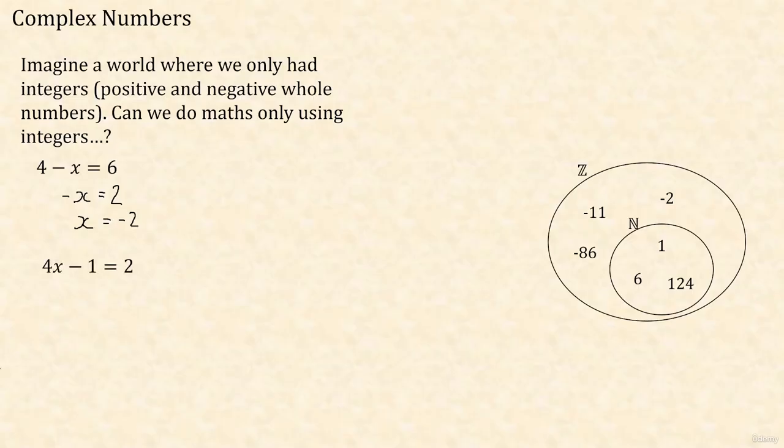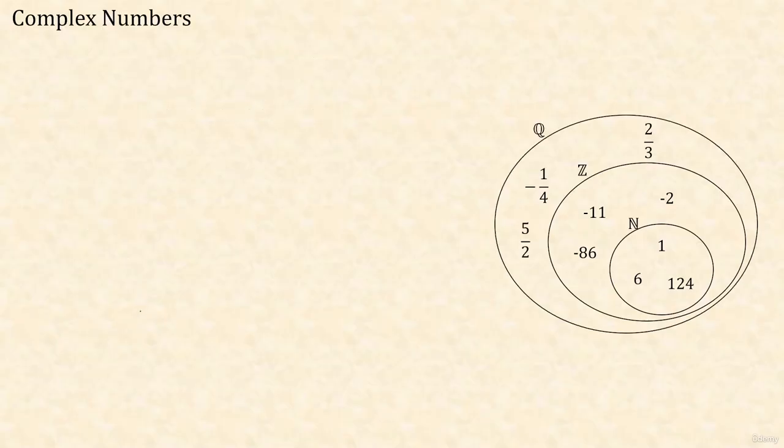What about this equation? Well, if I add 1 to both sides, I get 4x equals 3. And now I've got no way of solving this without using a number outside of my current world. What sort of numbers do I need? I need fractions, right? The answer to this is x equals 3/4. So it's not possible to do coherent maths only with positive and negative numbers. You will always be forced into a solution which is something else, in this case fractions. So let's add fractions to our worldview.